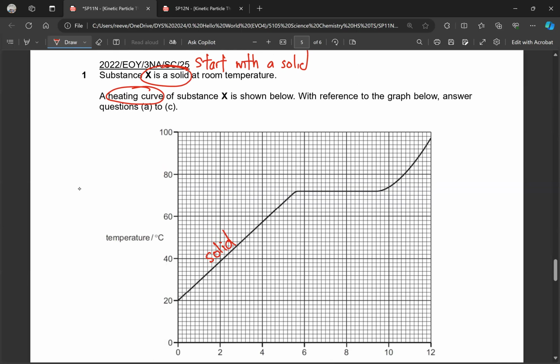Then you heat up the solid, it becomes hotter and hotter, right? Then after that, of course, it will melt. After it melts, it becomes a liquid. Makes sense, right? So in the middle is solid plus liquid. It's melting. This is melting in the middle.